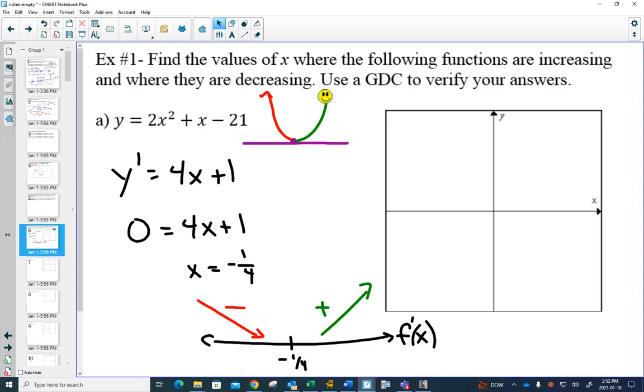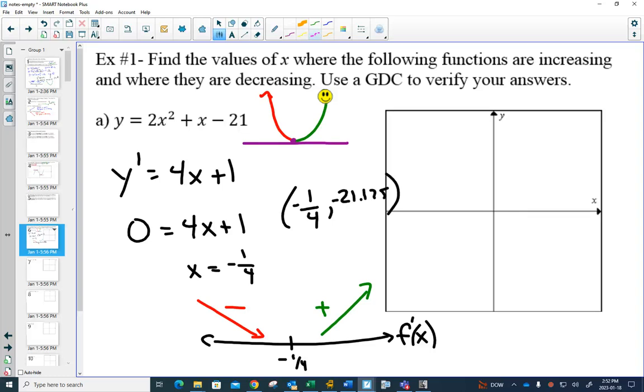Okay, so there we have it. If you wanted to find out what the actual vertex was, if you want to find the coordinates, then that point is on your graph. Any points that are on your graph are on your original equation. So I would like to plug -1/4 into my original equation. -1/4 squared is 1/16 times 2 is 1/8. Minus a quarter would be -1/8. Minus that would be -21.